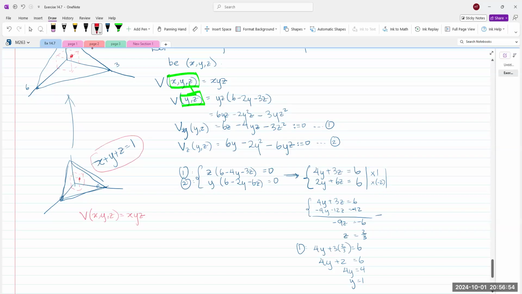Now what it is doing is actually using the supersymmetry between x, y, and z. In other words, if you swap x and y, you get the same plane and the same volume function. If you swap x and z, you get the same thing. If you swap y and z, you get the same thing. In fact, if you permute, x becomes y, y becomes z, and z becomes x, you get the same thing.